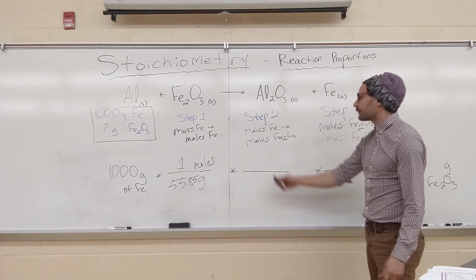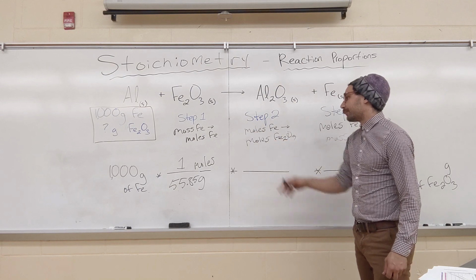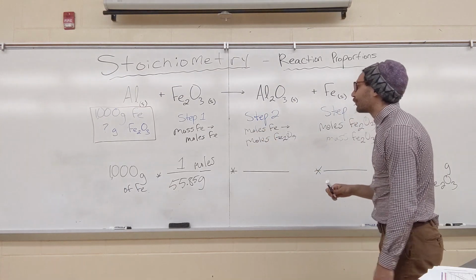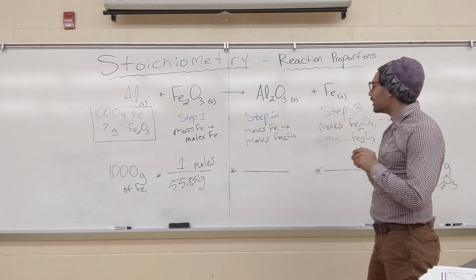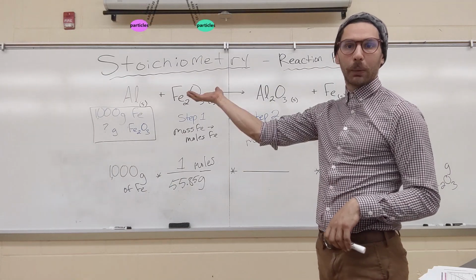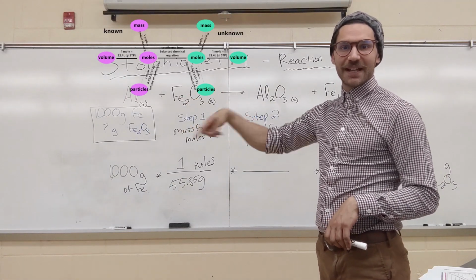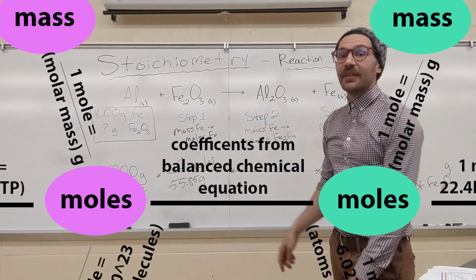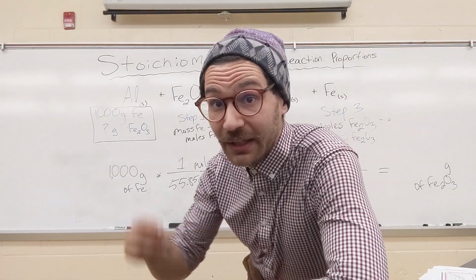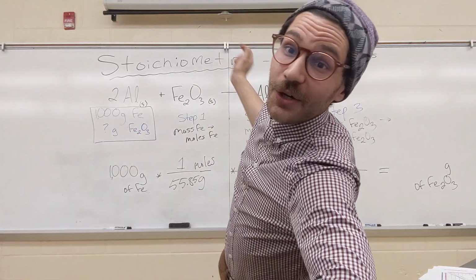In step 2, I'm converting from moles of iron to moles of this Fe2O3 iron oxide. And to do this, we need a balanced chemical equation. Because if we check out this diagram, it says right around there that we need one of these balanced chemical equations. So let's take a quick break and get our equation balanced.